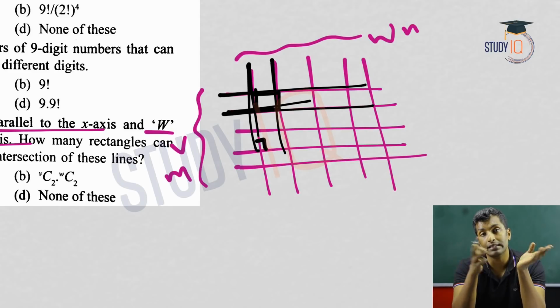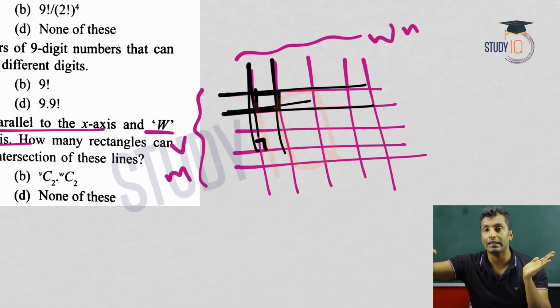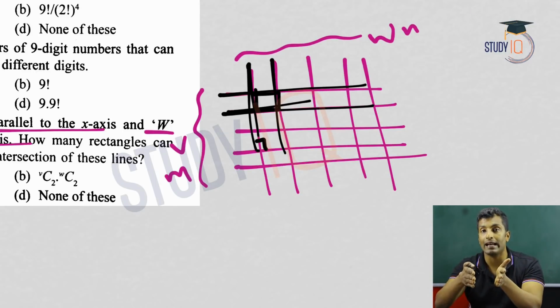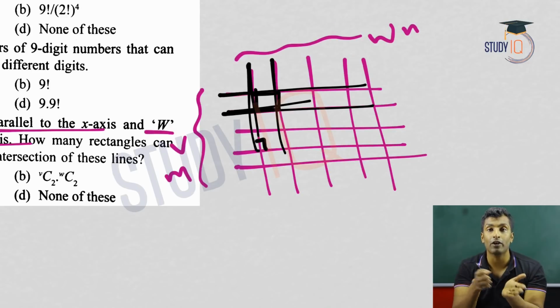We have also discussed the case of parallelogram where it was not necessarily perpendicular. If you remember, M lines which are parallel to X axis, N lines which are again parallel among themselves, but not parallel to Y axis. They are not perpendicular to the lines that we have discussed. Then we are talking about a parallelogram.